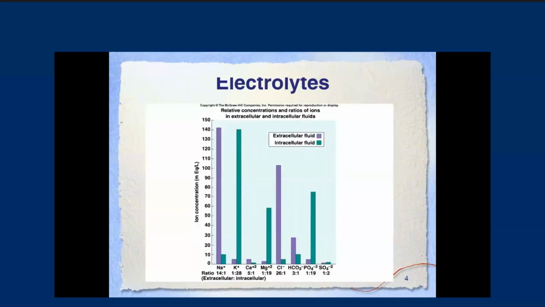So, seeing the electrolyte compositions between the different parts of the body fluids: the predominant cation in the extracellular fluid is sodium, while the predominant cation in the intracellular fluid is potassium, followed by magnesium and a small amount of sodium.